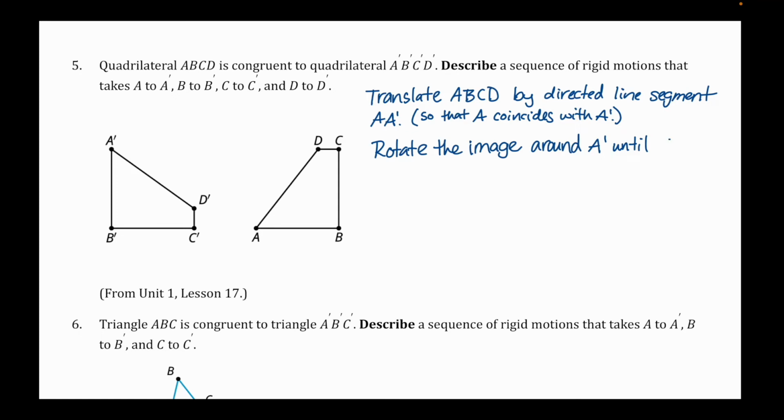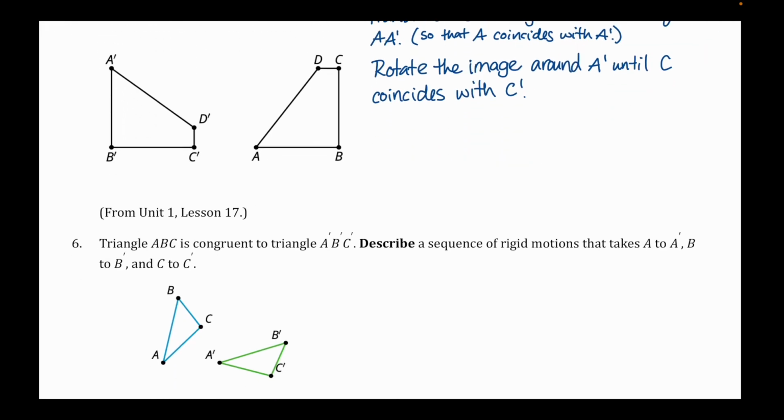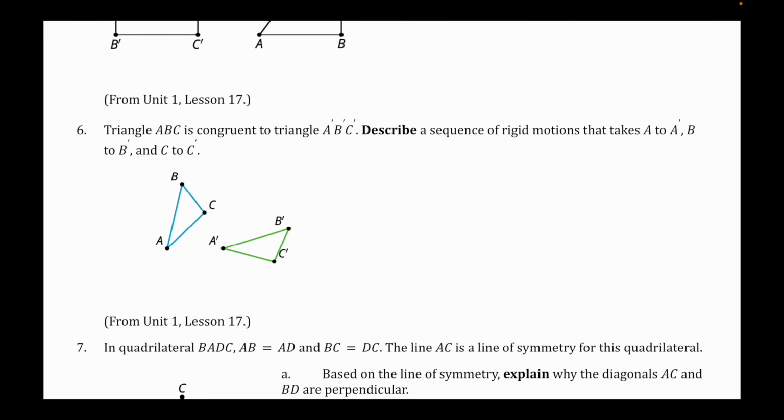So until C coincides with C prime. And that's it. That is our whole sequence of rigid motions. So if we move to question 6, we're also going to describe a sequence of rigid motions. And this is also from lesson 17, and it's going to be essentially identical here.